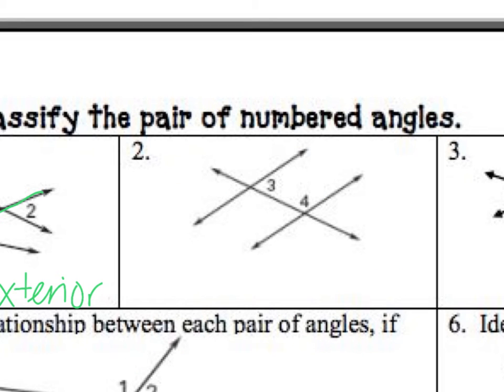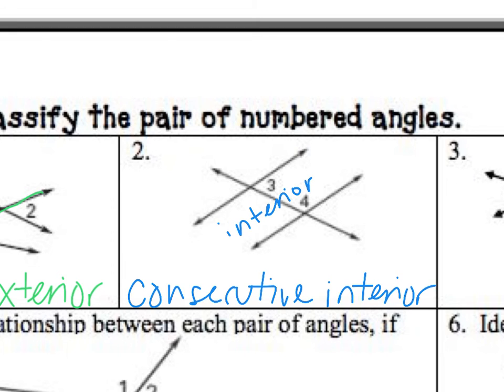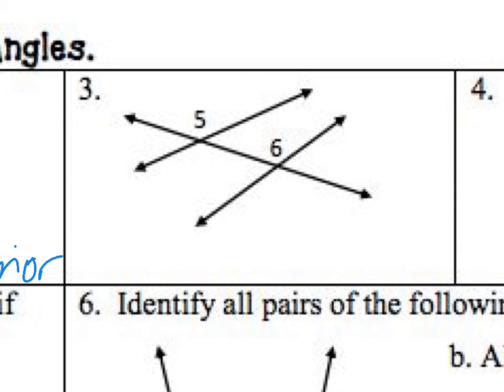If you find it helpful, mark the interior. That space between the two lines is the interior. These are on the interior. What are they called, Tori? What's the name of these angle pairs? So they're on the interior. They're consecutive because they're side by side. Consecutive interior. Because they're side by side inside. So they're not on the inside or outside together.